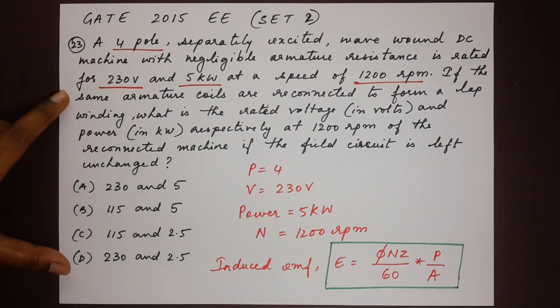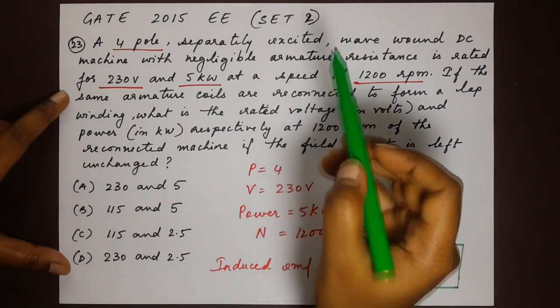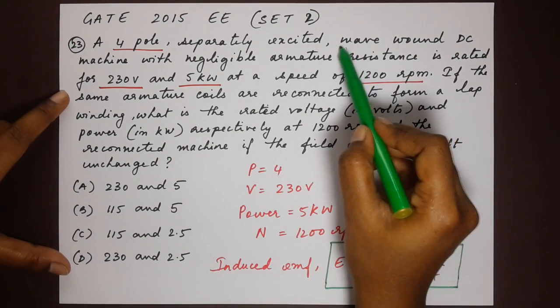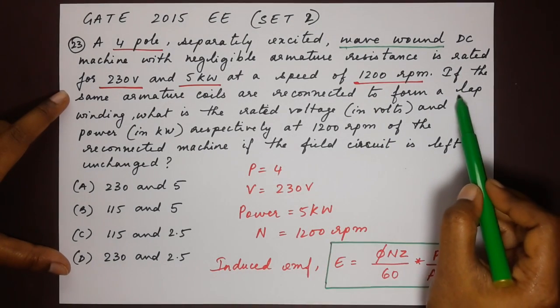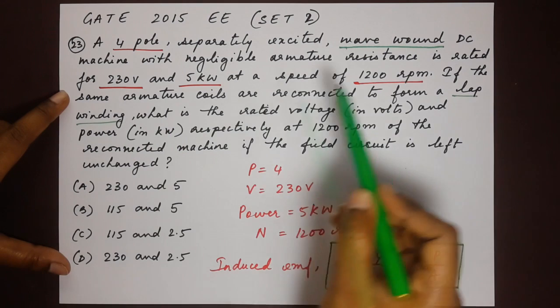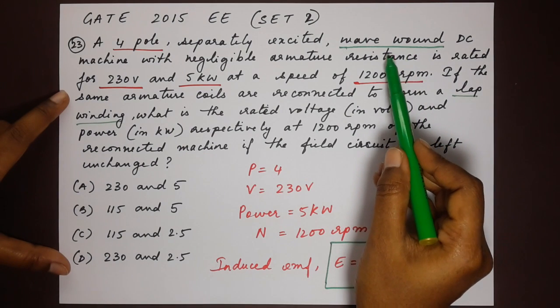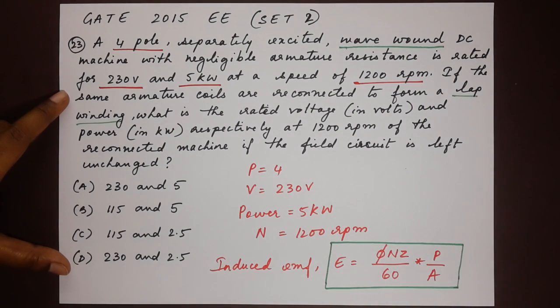Okay, so the question tells us that first it's a wave wound DC machine, then it is reconnected to form a lap winding. So here we have two types. First it was wave wound and then it is lap wound. Now you are quite familiar with the differences, I hope. Let me write it down here for you.